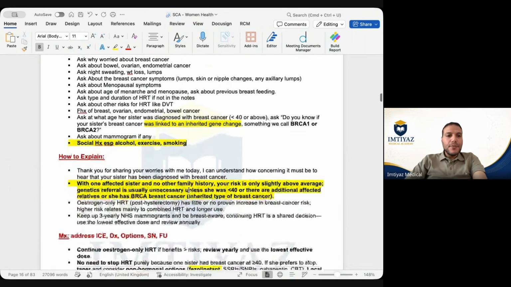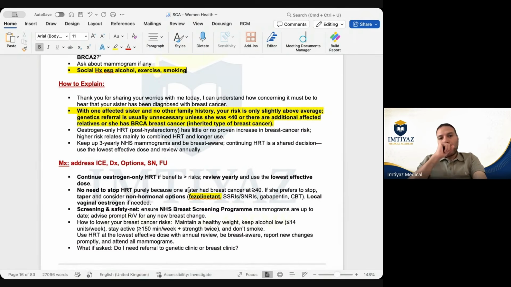Okay, so how to explain? Thank you for sharing your worries with me today. I can understand how concerning it must be for you after you hear that your sister was just diagnosed with breast cancer. With one affected sister and no other family history, your risk is only slightly above the average. Genetic clinic referral is usually unnecessary unless she was diagnosed at the age of less than 40 years old.